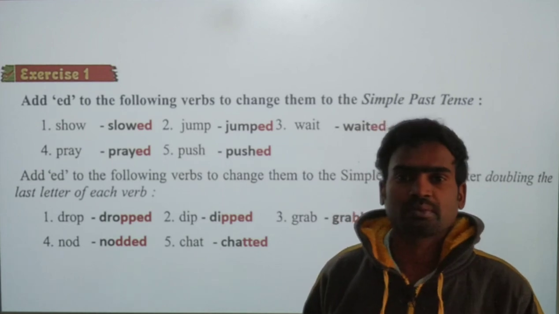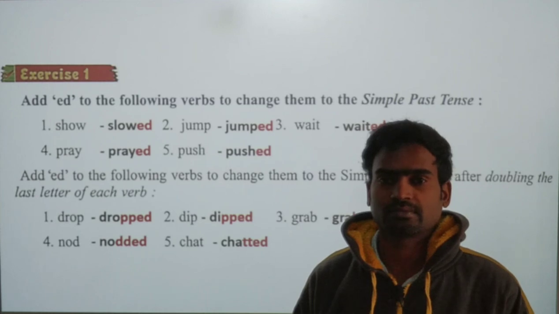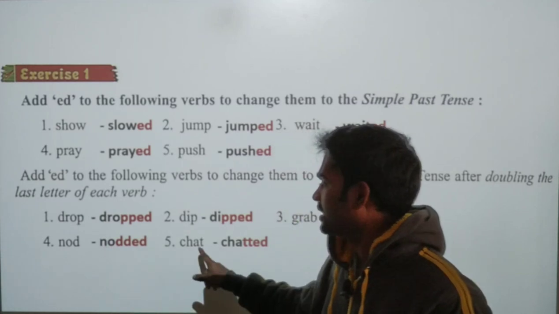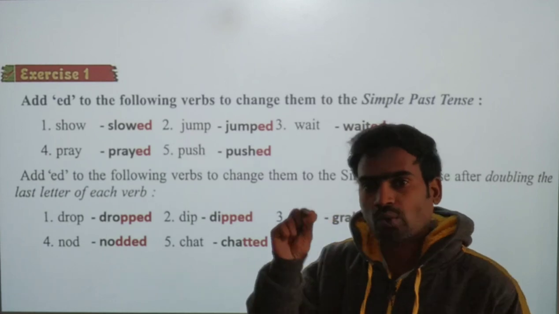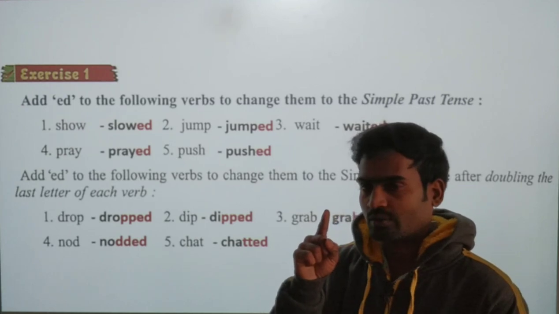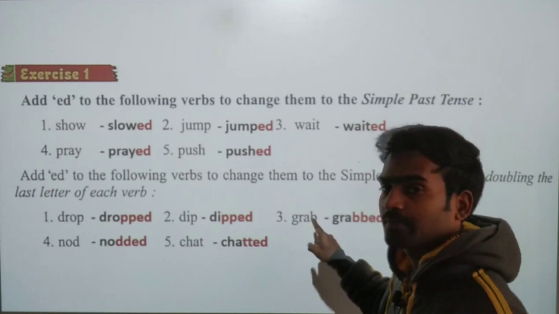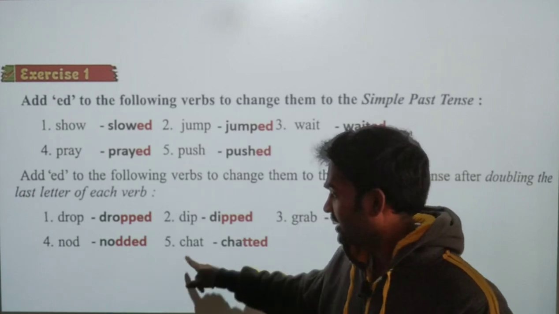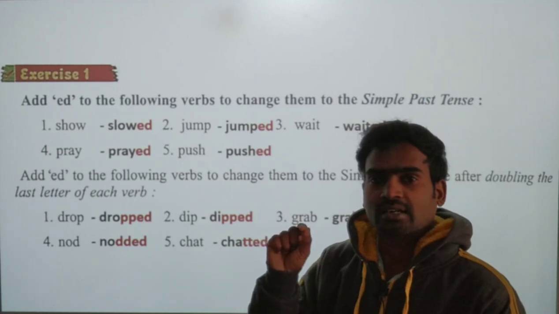Why, sir? Why do we need to double the last letter? Observe here, all these verbs: drop, dip, grab, nod, chat. We have to listen to the sound. It comes drop, O sound. And dip, I sound. Grab, A sound. Nod, again O sound. Chat, A sound.